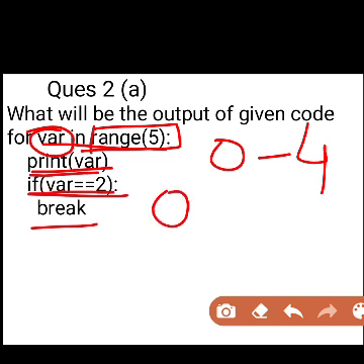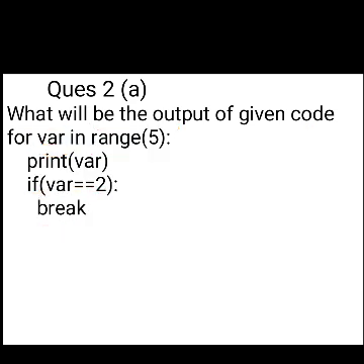Now it will check whether it is 2, no. So it will not break. Then again the next value 1, it will print, it will check whether it is 2, no, then it will not break. Again the value it will take is 2, it will print var, that is print 2, and again check whether var is 2, yes, now it will break. And break is used to come out of the loop, means terminate the loop immediately. So what will it print? Only 0, 1 and 2.